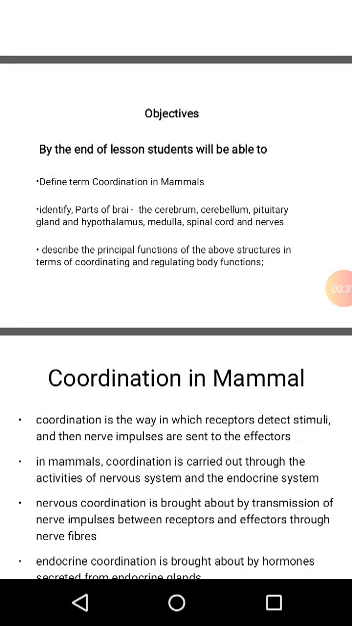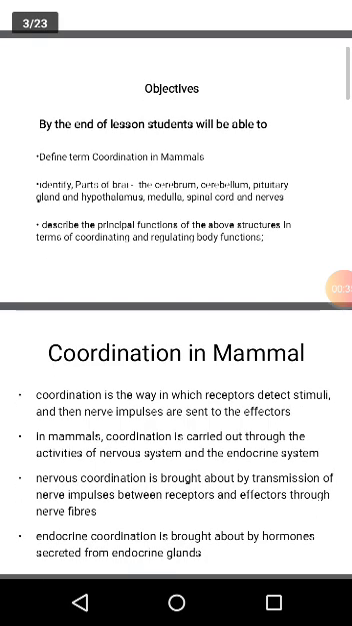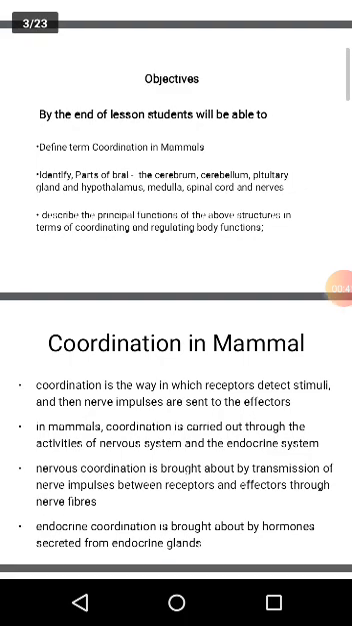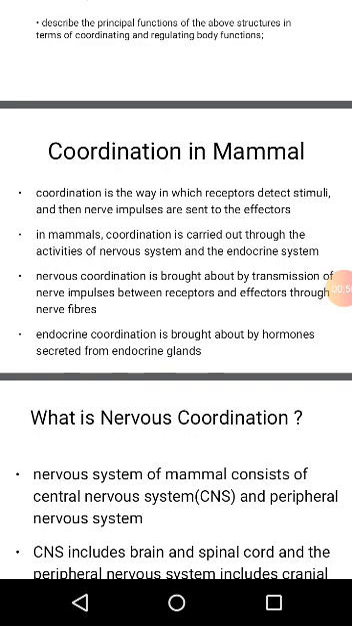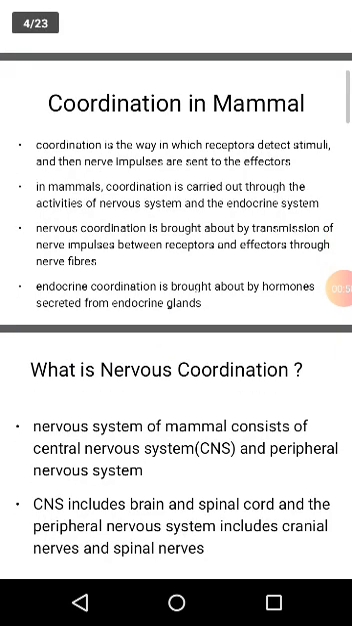Before starting with the formal lesson, you have to see these objectives which we will achieve at the completion of this lesson. You will be able to define the term coordination in mammals, identify parts of the brain, and describe the function of parts of the brain in terms of coordination and regulation of body functions. First, we will start with coordination in mammals.